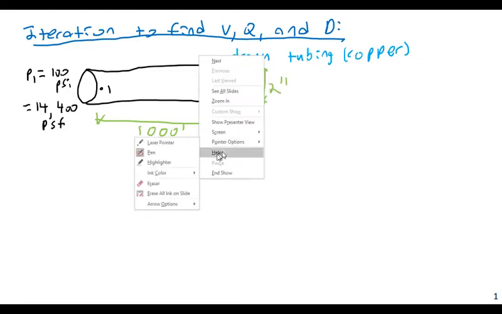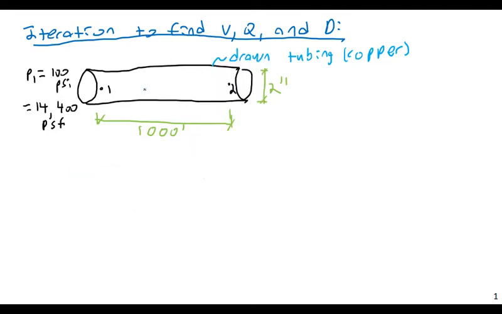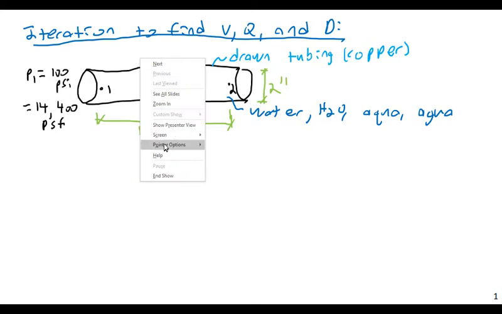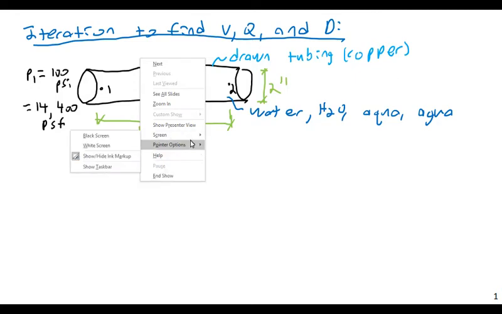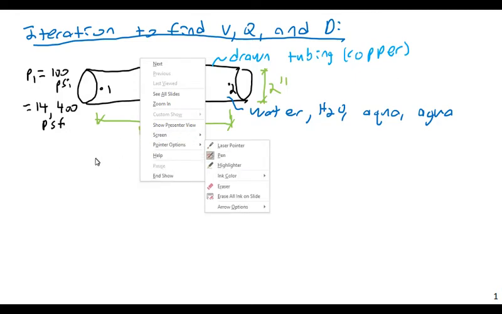And we're told that there is some flow rate Q flowing through this pipe, which makes sense, and that it's full of water, H2O, aqua, agua. Pick your name, it's all the same stuff. Or, as it's commonly referred to by some odd people, dihydrogen monoxide.